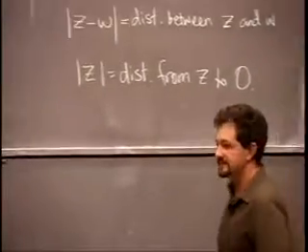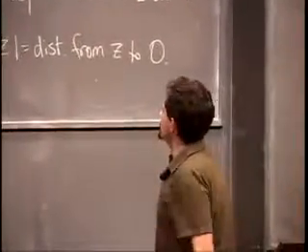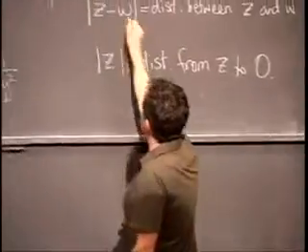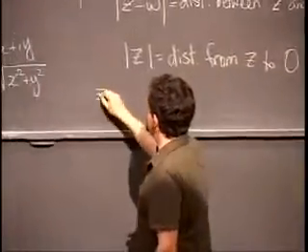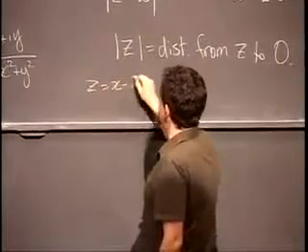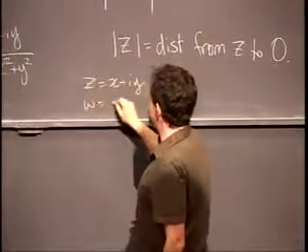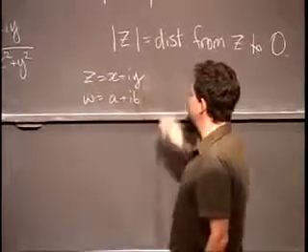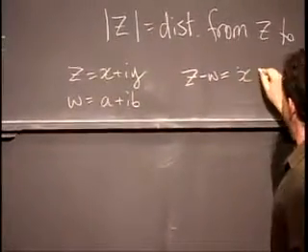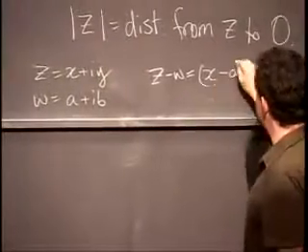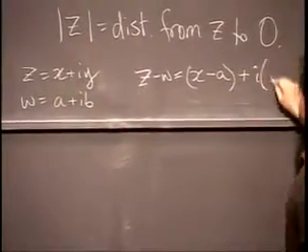Yes. Well, okay, so for the modulus of z minus w, how do you represent that in terms of x and y? Well, you'd have to do something like, you'd know z is x plus iy, and let's say w happened to be a plus ib. Then the difference, z minus w, would be x minus a, there's the real part, plus y minus b.